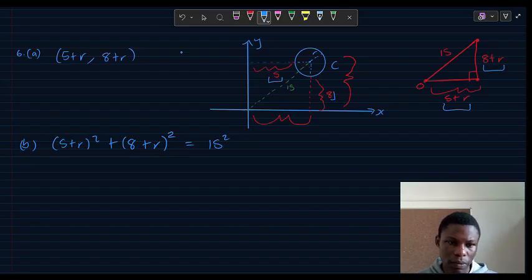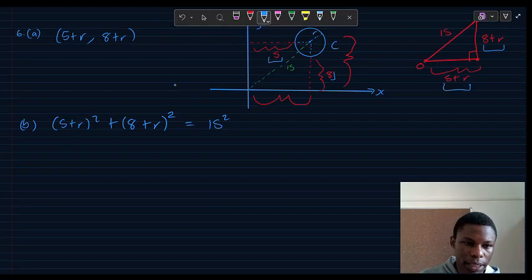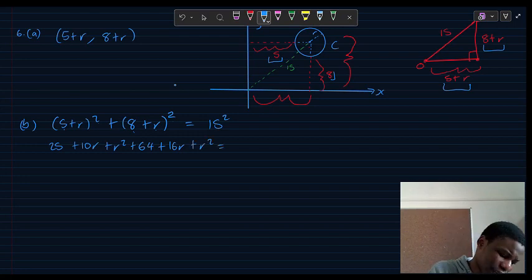And now, it looks like the only way is to expand. I don't see any shortcuts. So let's expand our brackets. Square the 5, 25. 2 times 5 times r, that's 10r. Square the r, that's r squared. Square the 8, that's 8 squared, which is 64. 2 times 8 times r, that's 16r. Square the r, that's r squared. This is equal to 15 squared, which is 225.